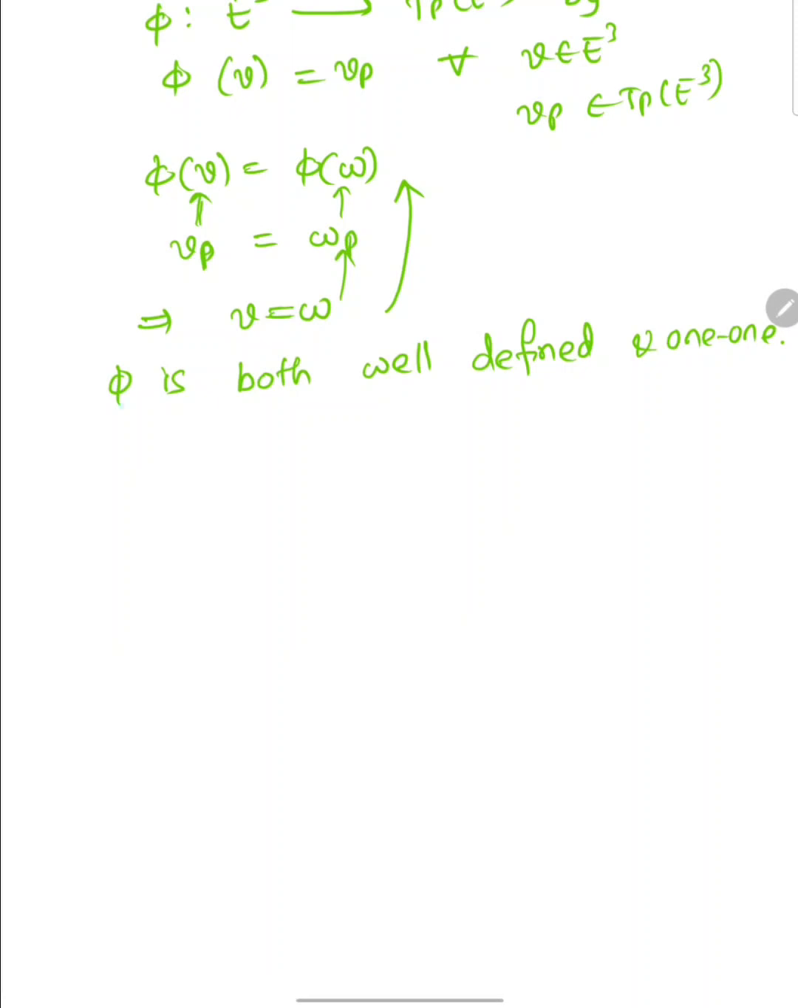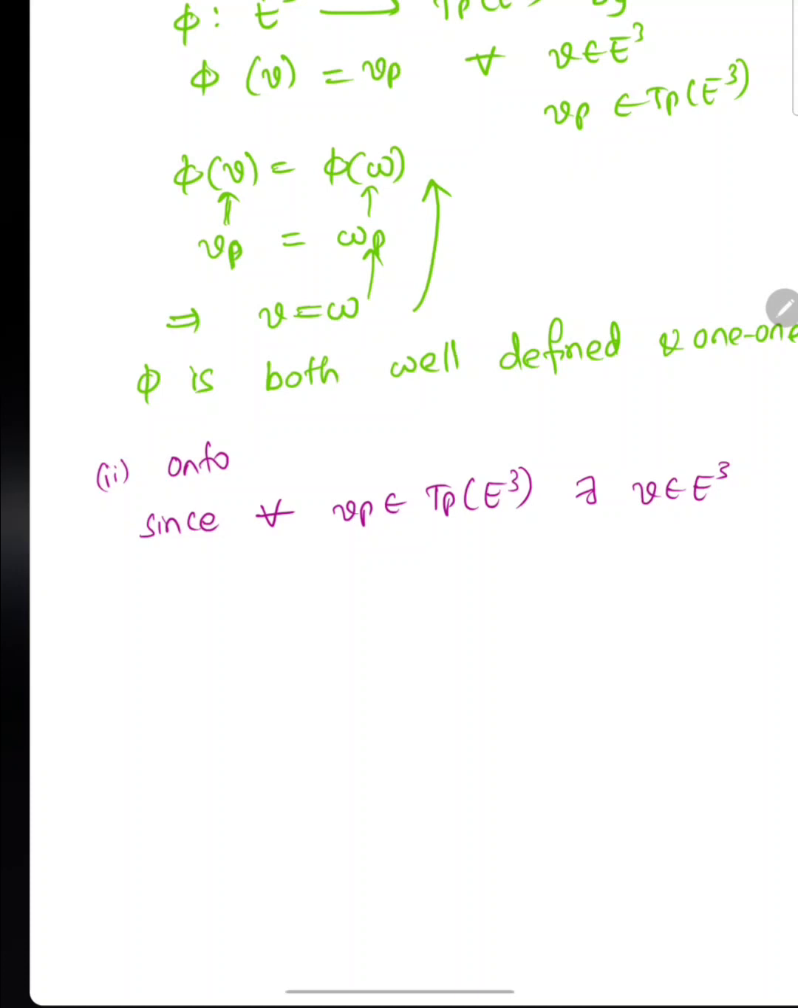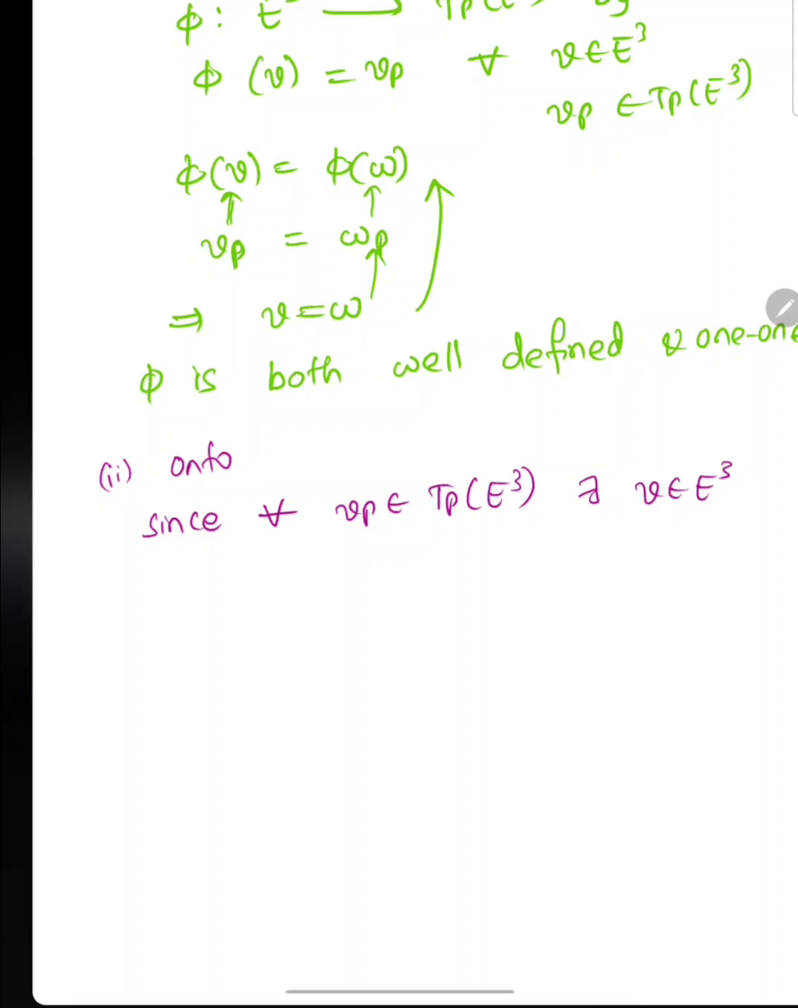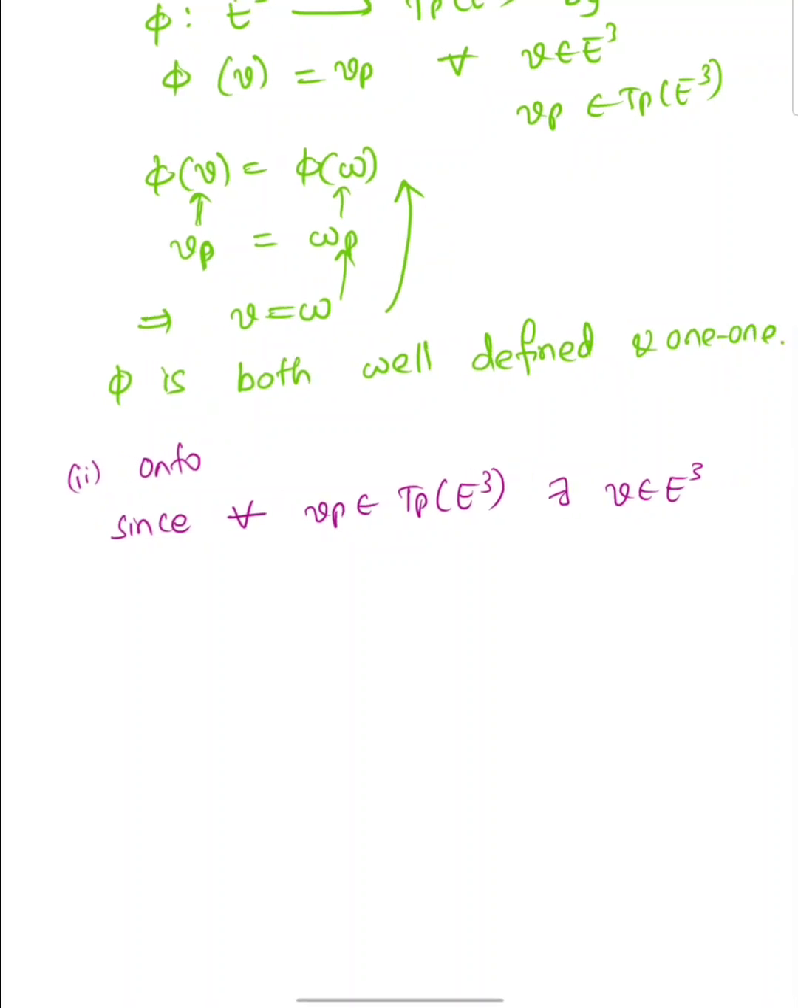Now moving on to the onto property. Since for all Vp belonging to Tp of E3, there exists V belonging to E3, because for every tangent vector there is one vector part. Therefore for all Vp belonging to Tp of E3, there exists V belonging to E3 such that pi of V is equal to Vp. This says that pi is onto.